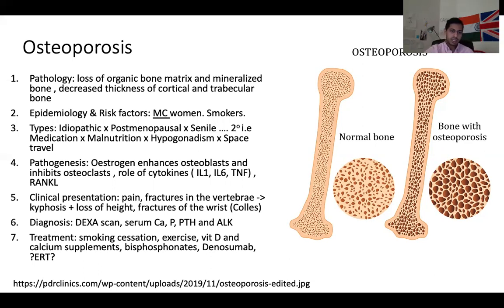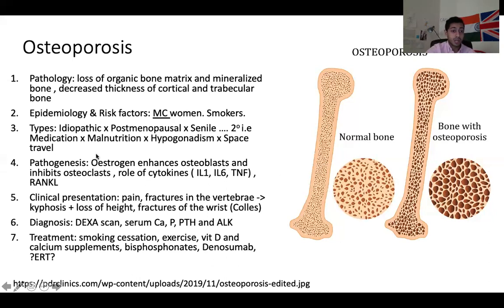Its epidemiology, it's most common in females and also smokers. Smokers, why? Because smoking inhibits osteoblast activity. And if we stop smoking, we can inhibit this. And as a result, the bone will be much stronger.